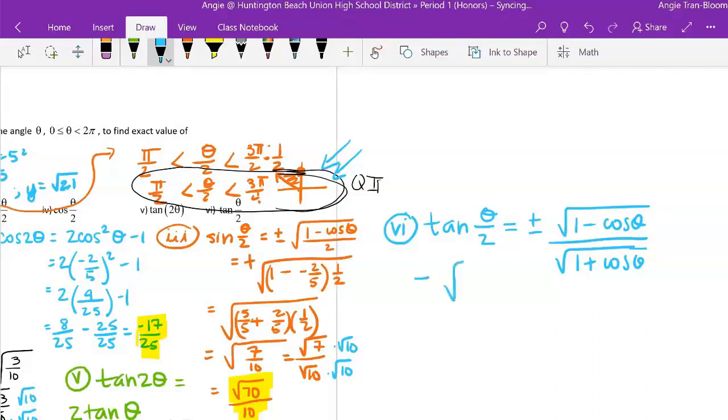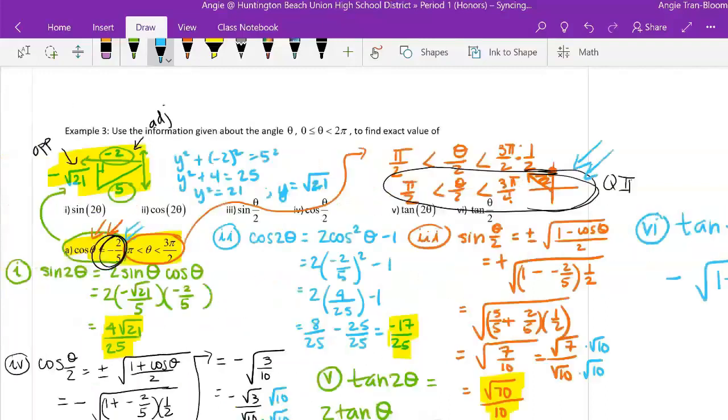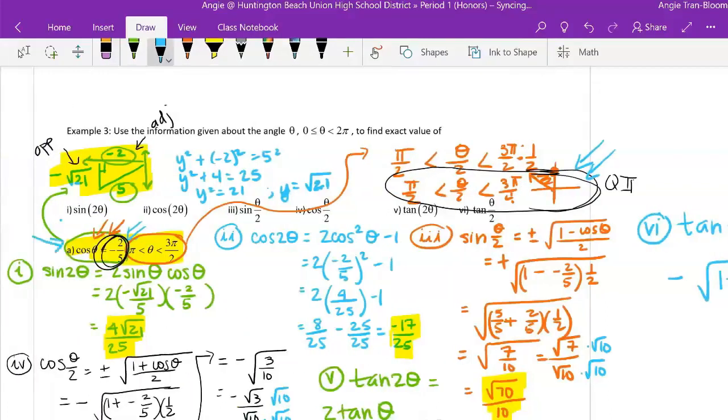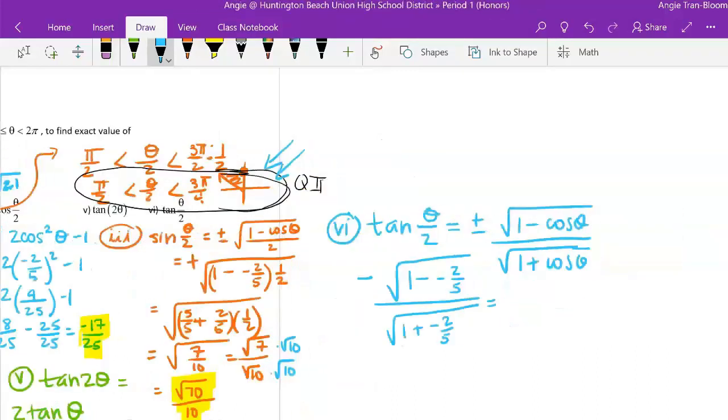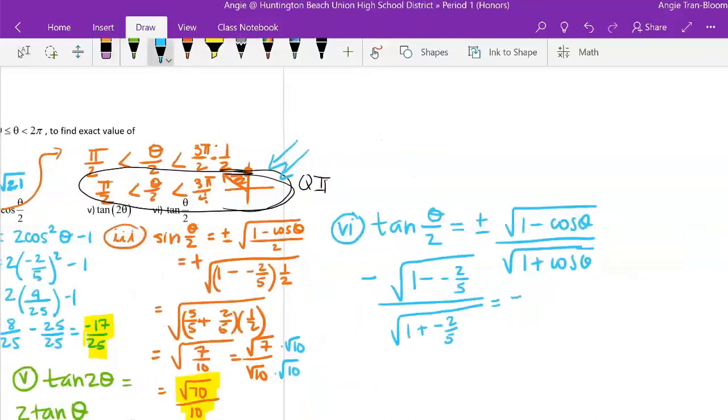So negative, big radical, 1 minus cosine, which was given in the original problem right here, okay, as negative 2/5. So negative 2/5 divided by 1 plus negative 2/5, okay? From here, there are multiple ways to simplify, so you go and simplify whatever method you wish. I'm just going to start with finding common denominator. So carry the negative over. Common denominator is 5 over 5 plus 2 over 5, okay, divided by 5 over 5 minus 2 over 5.